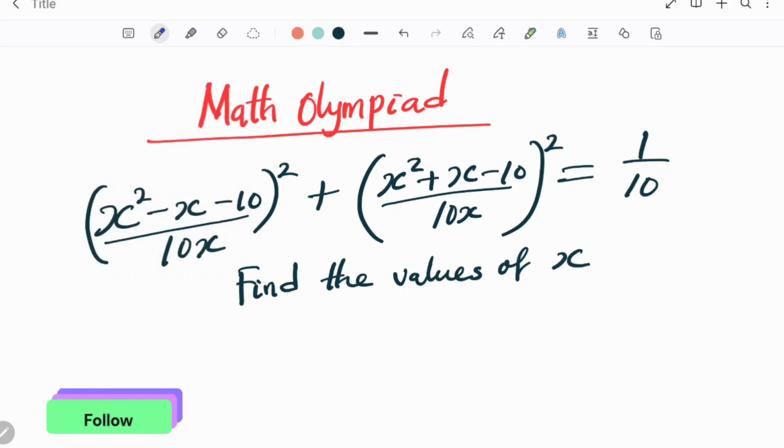For us to be able to solve this problem, we are going to use a substitution method. But before we do that, we need to carry out some simplifications.